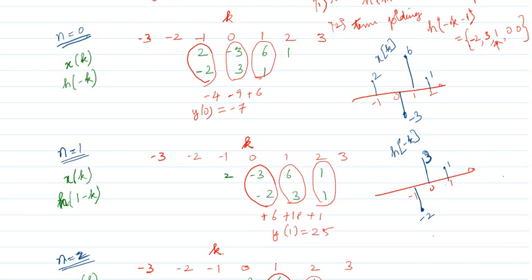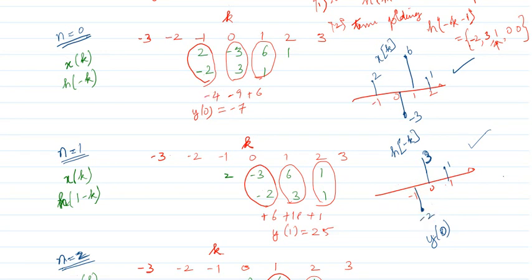I need y of 0. I am explaining only for n equal to 0. This is your x of k, and this is your h of minus k. I have drawn it graphically. Now you have to multiply. At time minus 1, what is the value? 2. At time minus 1, what is the value? Minus 2. So I can multiply these two: 2 into minus 2 is minus 4. That is what I have mentioned here, minus 4.